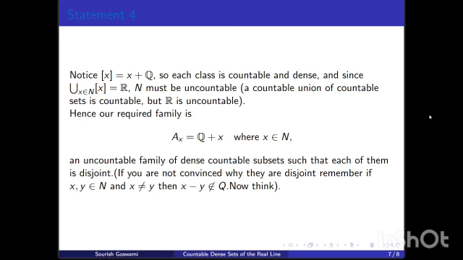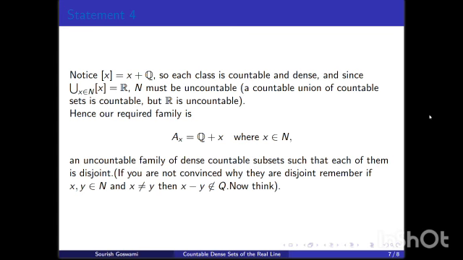So we get an uncountable set, and our required family is A_x equal to the class of x, that is Q plus x, where x belongs to N. This is an uncountable family of dense countable subsets. Each of them is disjoint. These are equivalence classes, so they will be disjoint. But if you are still not convinced, think in this way. If A_x intersection A_y has a common element, then there exist a and b in Q such that a plus x equals b plus y. But x and y are not related, so x minus y does not belong to Q. Using this, develop a contradiction.